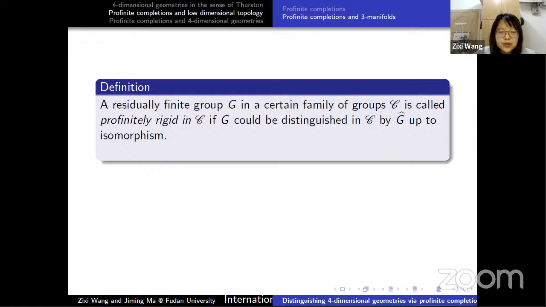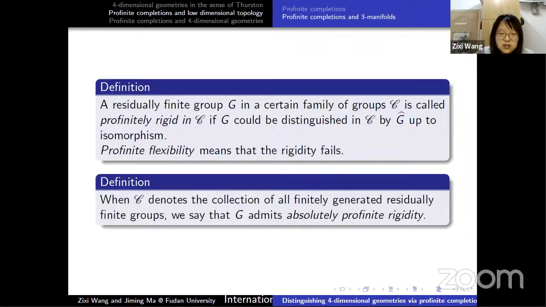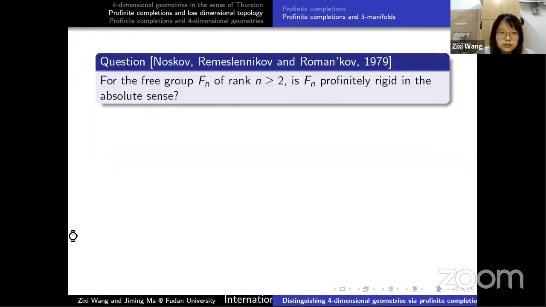profinite rigid in C if G can be distinguished by its profinite completion up to isomorphism. And when the profinite rigidity fails, we call it profinite flexibility. And when C denotes all the finitely generated residually finite groups, we say that G admits absolute profinite rigidity. And it is still open whether a free non-abelian group is profinite rigid in the absolute sense.